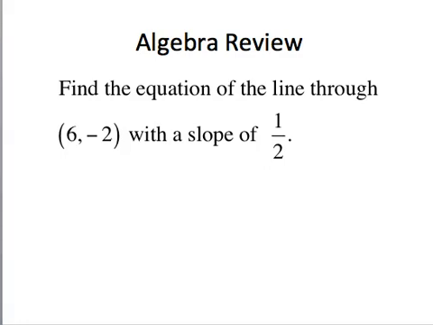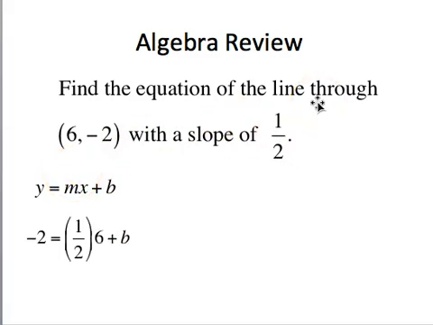Quick algebra review. We want to find the equation of the line through the point (6, -2) with a slope of 1/2. So we have an x value of 6, a y value of -2 for our point, and a slope, or m, of 1/2. We're going to use slope-intercept form, y = mx + b, and our goal will be to solve for b. We will plug -2 in for y, 6 in for x, 1/2 in for m, and then do the computation to solve for b.